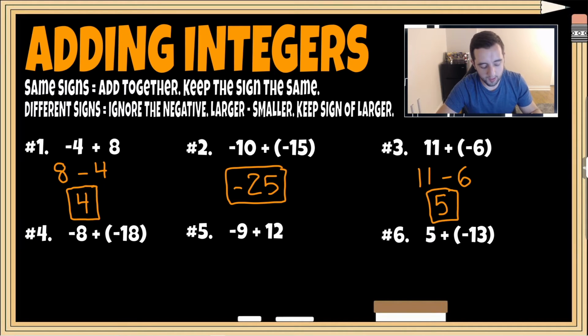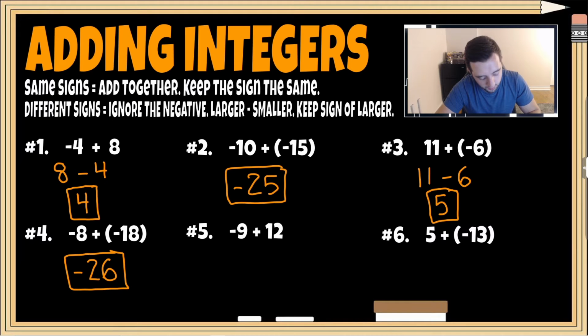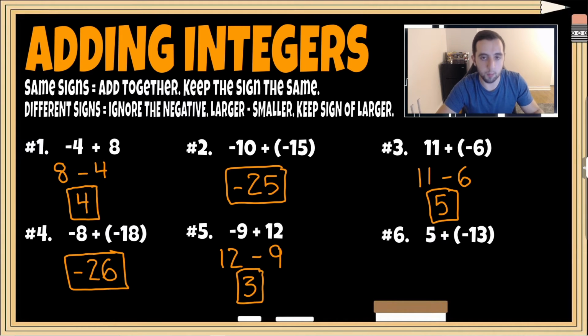For number 4, again, we have same signs, so we simply add them together. 8 plus 18 is 26, and then keep the sign the exact same. They're both negative, so my final answer also has to be negative. For number 5, again, we have different signs. Ignore your negative. Which one's larger? Well, 12's larger, so take your larger one minus your smaller one. 12 minus 9 is 3. Then go back and take a look at your larger number. Well, 12 was positive, so my final answer also needs to be positive.